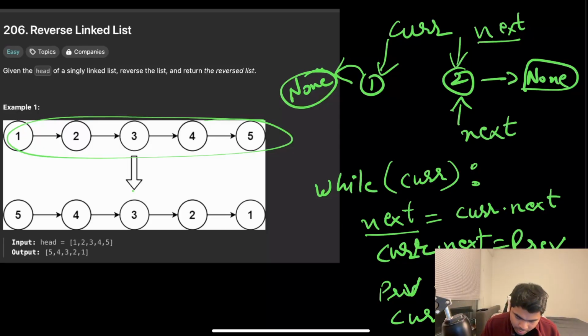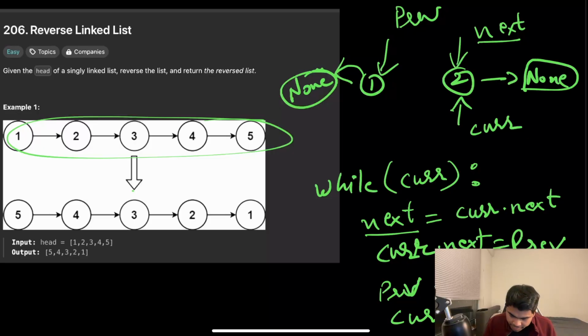Sorry, my bad, this was my prev, and this is current. They are not connected right now, but because my current is still not None, I will go over this loop one more time or two more times. We don't know, but because it's a while loop, it will keep going until the condition is satisfied.